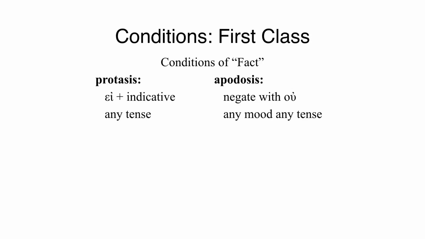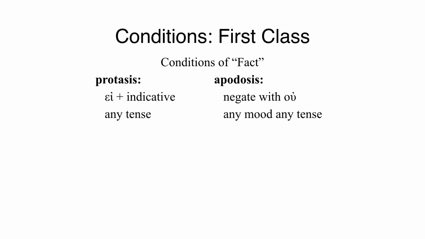So how do we form these first-class conditions? Well, they're fairly straightforward in Greek. First, in the protasis, we will see this particle εἰ, which means if, plus any tense form in the indicative mood. So the protasis will consist of εἰ plus a verb from the indicative mood. The apodosis can have a verb of any mood and any tense, and if it's negated, it will use the particle οὐ. So that's quite straightforward.